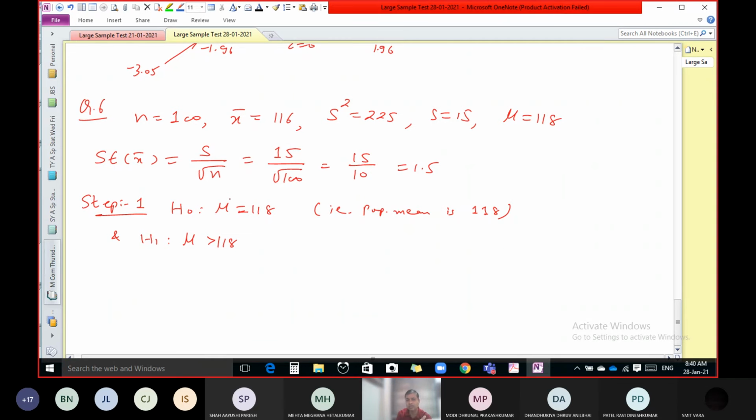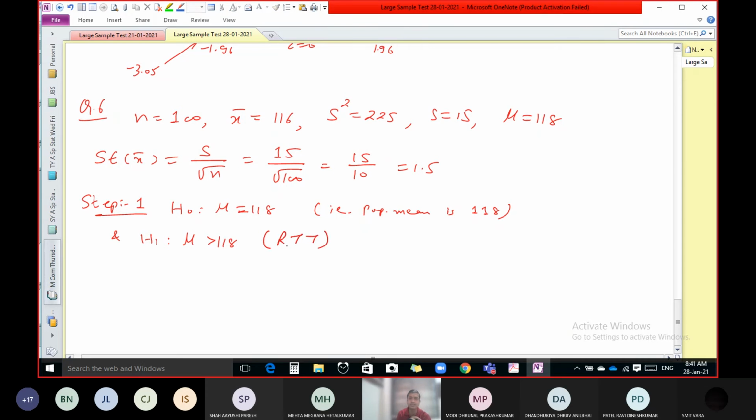So what is the given statement? Average is more than 118. And if we write equal to 118, then I can say that it is not accepted, so the claim is rejected. In H0, our conclusion is the claim is rejected. So in H1 we have to write accept the claim. And what is the claim? Average is more than 118. So here it is a right tail test.